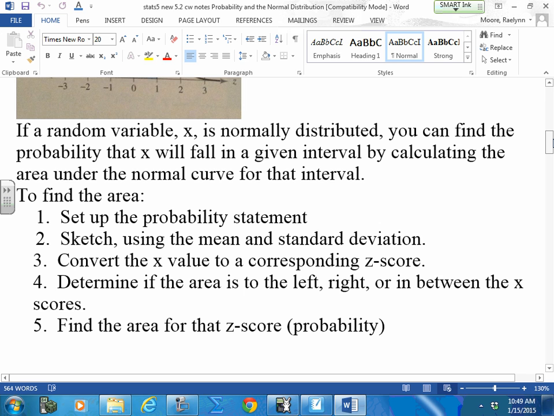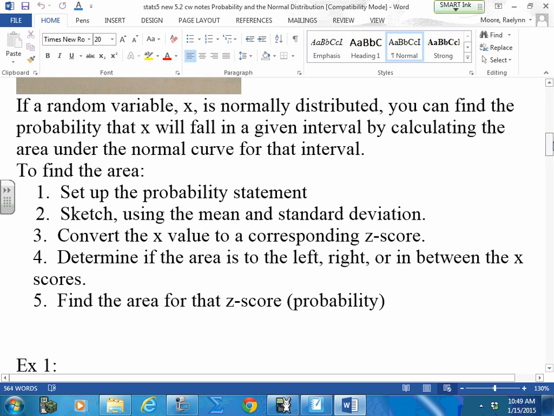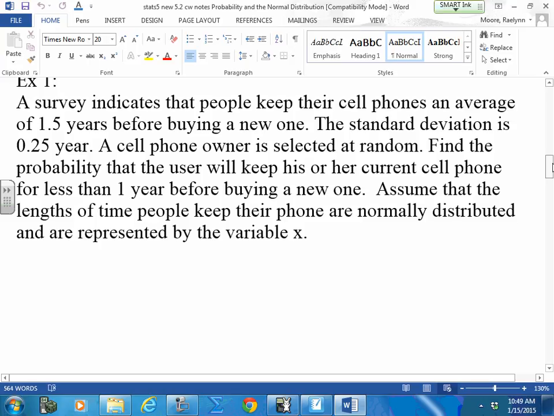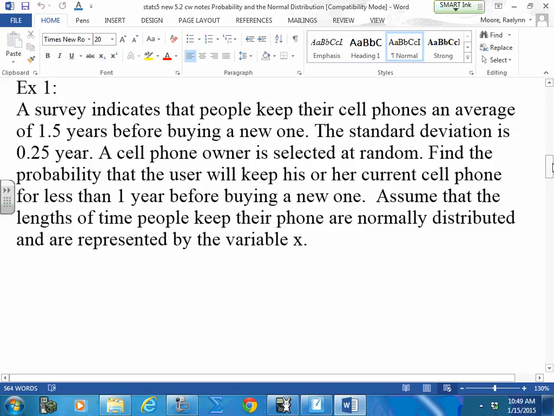We're going to set up your probability statement. We're going to give it a sketch. We're going to convert to a z-score. We're going to find your area. All right, this is from your book, page 249 or something like that, 246. I'll read it. Where is it? 246.